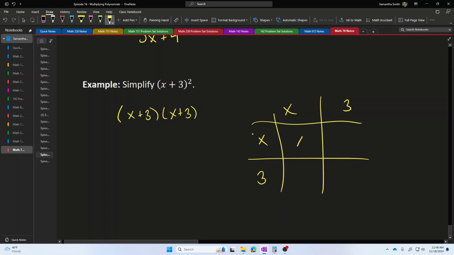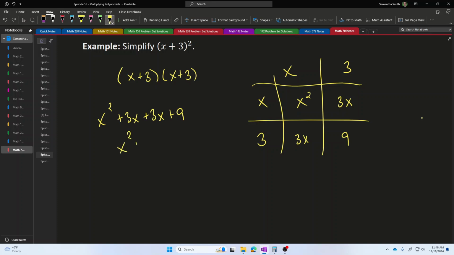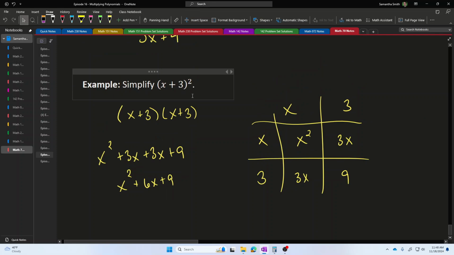x times x would be represented as x squared. Then I have 3 times x, another 3 times x, and 3 times 3. So if I add all of those together and combine like terms, I have in total x squared, and then 6 copies of x added together, and then 9. x squared plus 6x plus 9 would be the result of x plus 3 quantity squared.